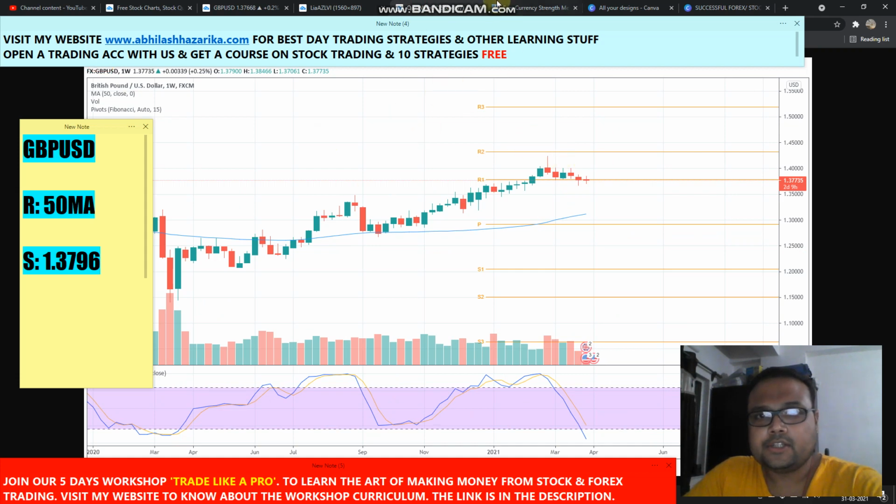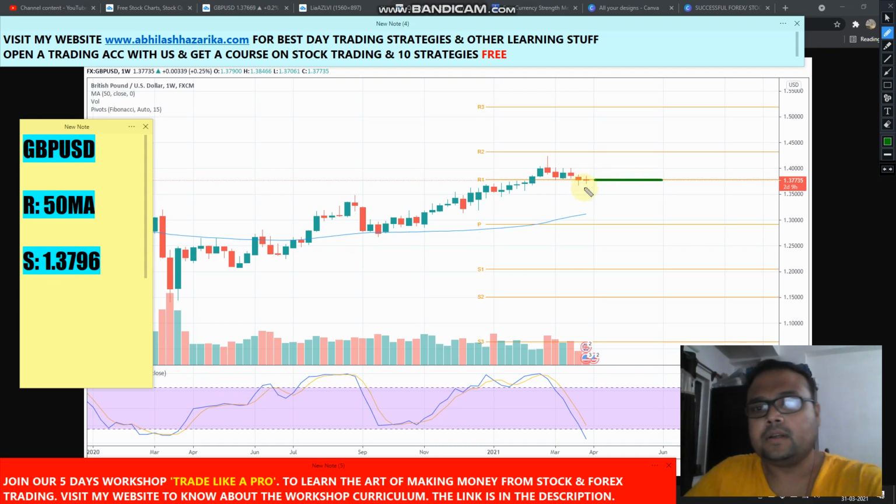So this is the weekly chart of GBP USD, and as you can see, there is a support available at this level, 1.3796. I forgot to draw the line here. There is a support at this level, and you can see that previous week the market has respected the support level, and it gave a closing just above the support level.